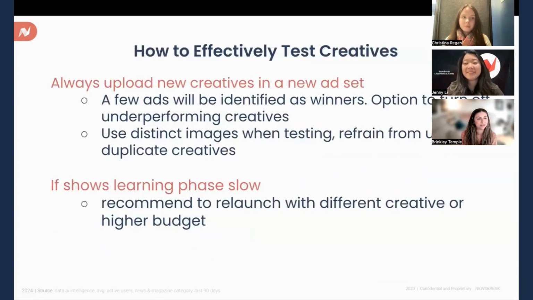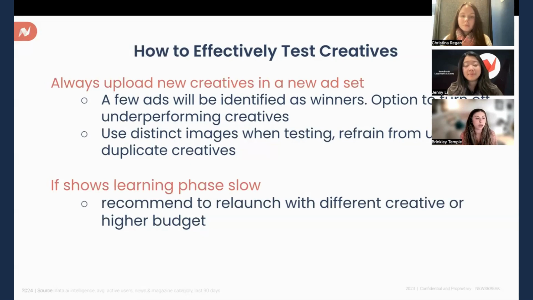Cool. And effectively testing creatives on NewsBreak is super important, and so is listening to the best practices and recommendations that the account managers have for you. The number one rule is to always upload new creatives within a new ad set. The reason for this is that we may have already identified the winning creative. So if you're adding new ads into that ad set, there's potential that they won't spend or have the best shot for performance. So that would be the number one tip when testing creatives.